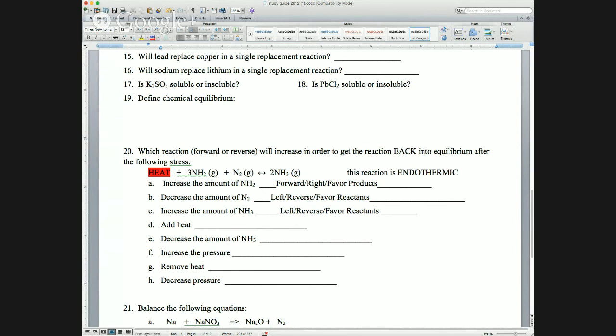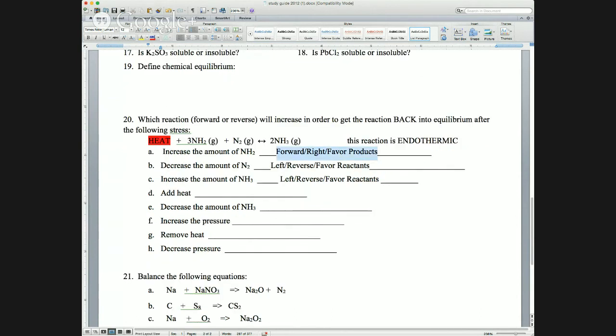If you add heat, remember this is all about balancing it back and forth. And if you add heat, it's on the left-hand side, so it's going to go forward, right, favor products. If you decrease the amount of NH3, it lifts up the product side, so then you're going to go forward, right, favor products. Just think about that teeter-totter.